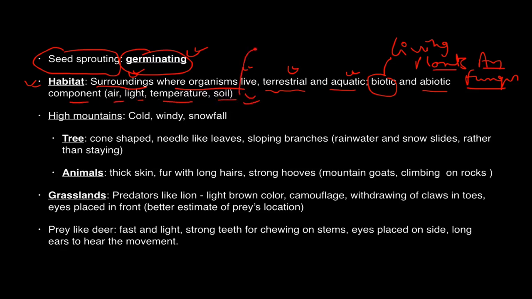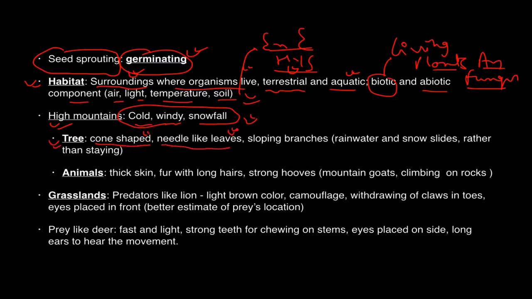I have dealt with this in extreme detail in the environment and ecology plus high yield series, so you can watch it there. Now high mountains have cold, winds and snowfall etc. These conditions prevail in the high mountains. So the tree will be cone shaped and have needle-like leaves, so that whenever snowfall occurs it does not break the trees. If snow stays on top, then the tree will break.